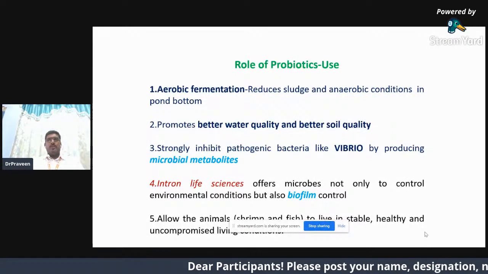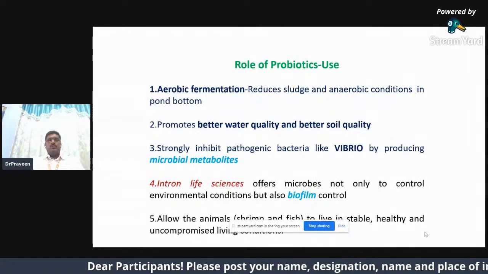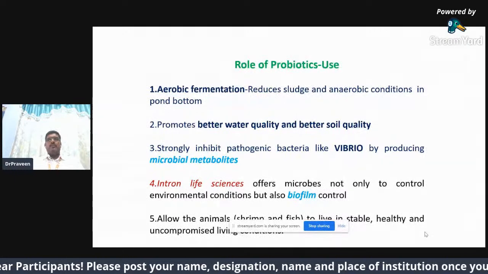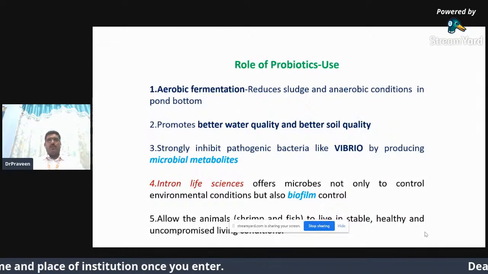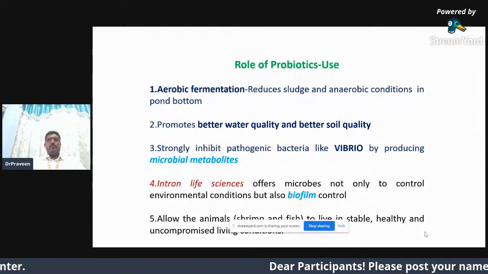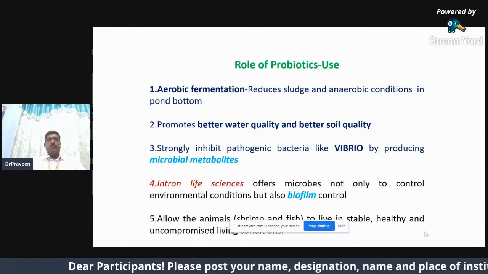regularly. I observe most of the farmers I know, in the first 1 month they won't take any care. In the second month, after 45 to 60 days only, they are taking care of the application of these probiotics. That's why they are facing most of the problems in the culture. That's why they are facing repeated white muzzle problems, or repeated vibriosis problems, or repeated white spot problems.